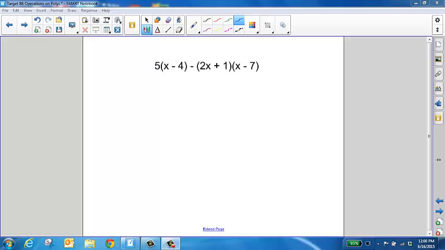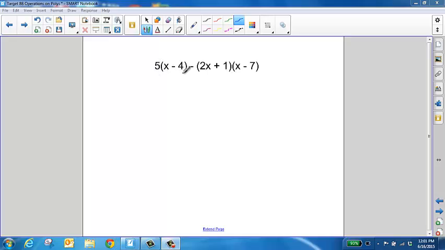For our last example, what we want to do is take a look at the different operations that need to happen in order to simplify this down a little bit. So here we have 5 times x minus 4. And we know the 5 is being multiplied because it's attached to that set of parentheses.